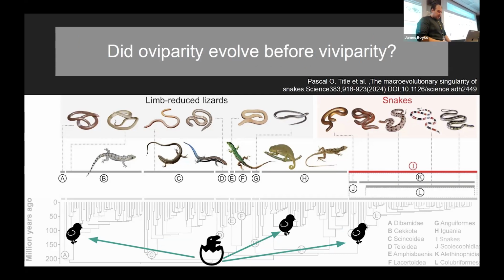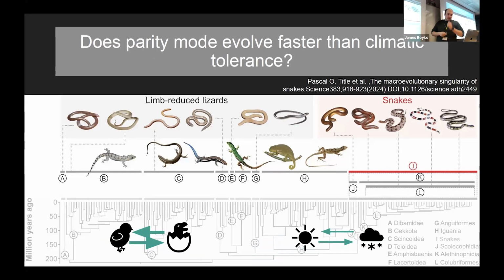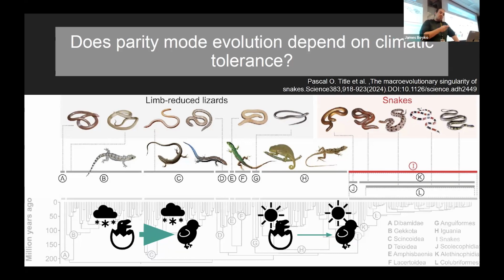So this would answer the question, did oviparity evolve before viviparity? We would somehow reconstruct what the common ancestor of everything had, and then we would look for transitions to this other state. Does parity mode evolve faster than climatic tolerance, for example? So we would have some sort of way of modeling transitions between our states. Here we have viviparous and oviparous, and these large arrows represent very fast transitions. Maybe in the tree, we see a lot of changes. And then in climatic tolerance, we have warm climate, cold climate, and maybe the transitions are a lot slower. So that answers a different type of question. Now, they're all related to one another, these questions, but they are a different question.